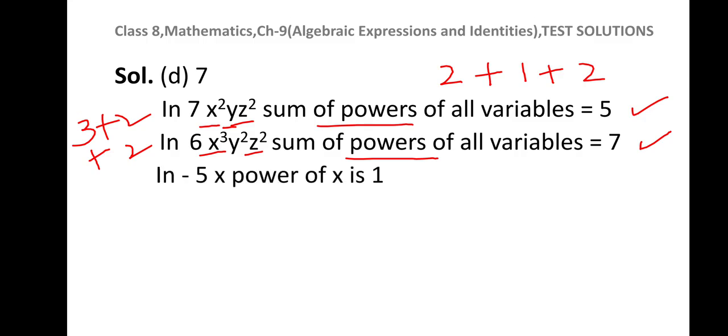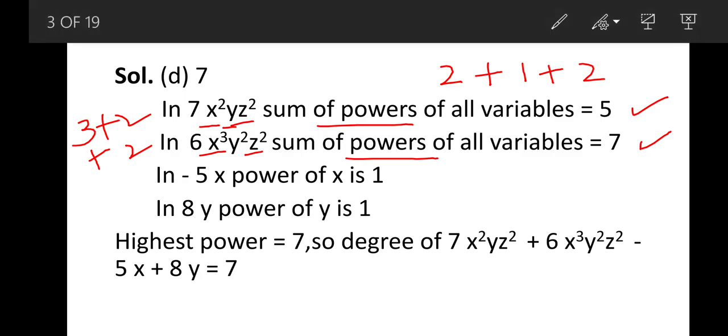Let us talk about third term. In minus 5x, the power of x is 1. Simple as this. In the last term, it is 8y, the power of variable y is 1. So, highest sum out of all these is 7 definitely. And the greatest sum gives us the degree of the polynomial. So, the degree of this polynomial is 7. So, for every term individually, you need to take the sum of the powers of the variables and check out what is the highest sum, and then that will be the degree of the given polynomial.